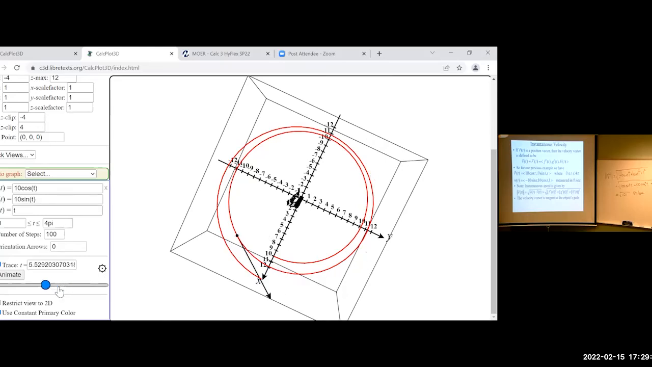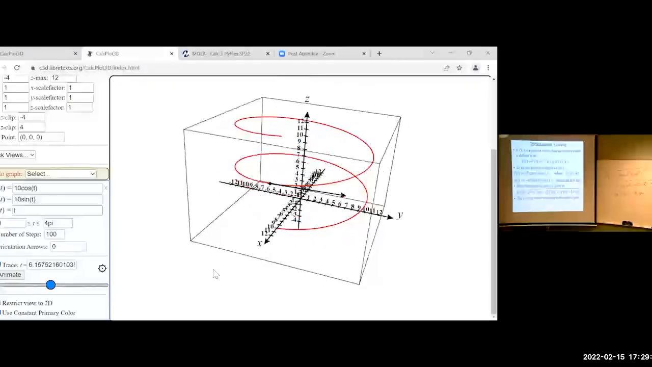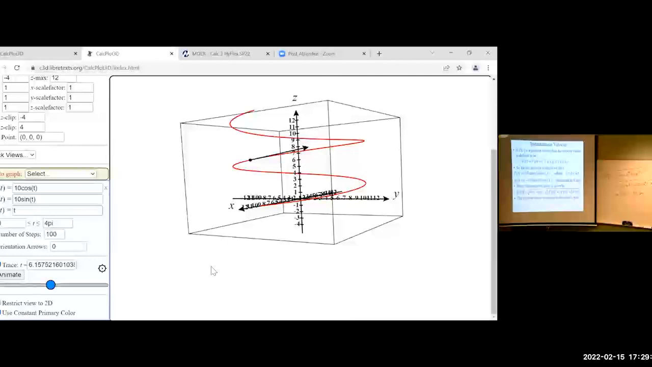I didn't even put in a space curve for that vector. This is actually pre-built into Calc Plot 3D. So we have a changing velocity. Let me see, I might have these not in the order that I thought I did. So let's talk a little bit about direction, then we'll come back to the changing velocity.